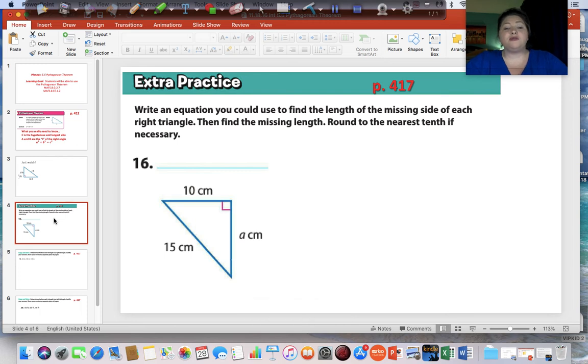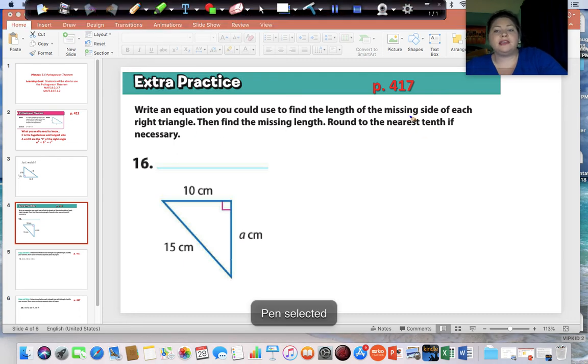Okay, so it says write an equation. That's what we're going to do first. The A squared plus B squared equals C squared you could use to find the length of the missing side of each right triangle, then find the missing length. Round to the nearest tenth if necessary. Okay, and this did come from your book, page 417.